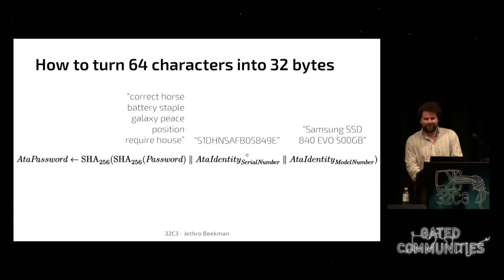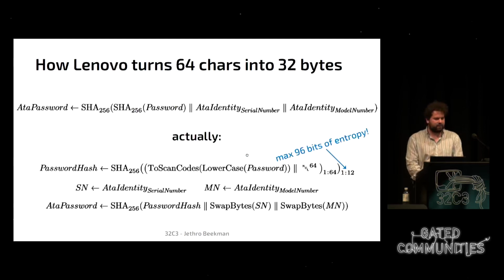Unfortunately, the algorithm is a little more complex than this. The password hash, as I said, actually uses the scan codes of the password, which means that there is no distinguishing in case of the letters. Also, after hashing it, it truncates it to only 12 bytes, which means that there's a maximum of 96 bits of entropy in this password hash. So this is quite unfortunate, but most human passwords have less than 96 bits of entropy to start with, so it's probably not that big of a deal.